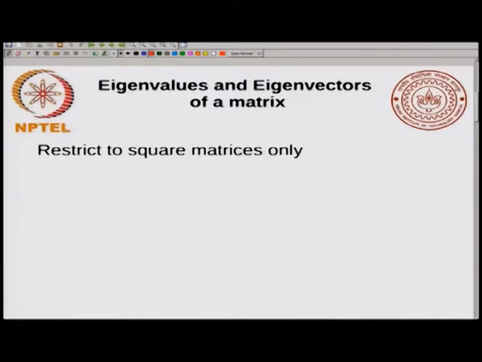In order to do this, we will restrict our discussion to square matrices only, and that is where eigenvalues and eigenvectors are defined. And we will just mention that it helps to think of a matrix in terms of an operation on a vector. So, for example, you could have a matrix A that operates on a vector x, and when this matrix operates on a vector, it will give you another vector. I will just call that vector y.